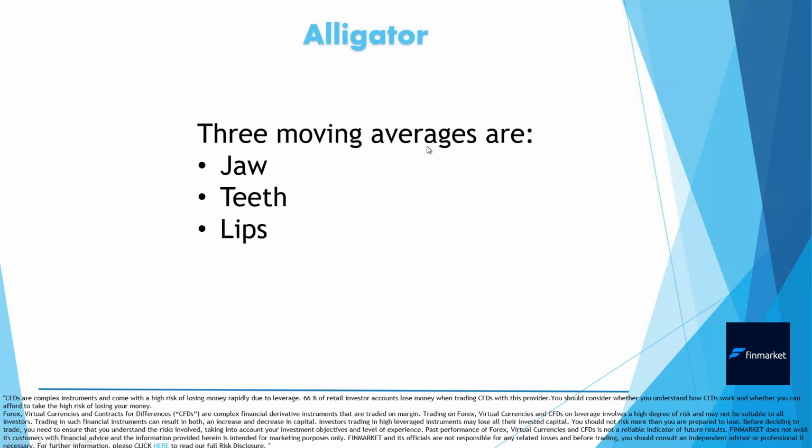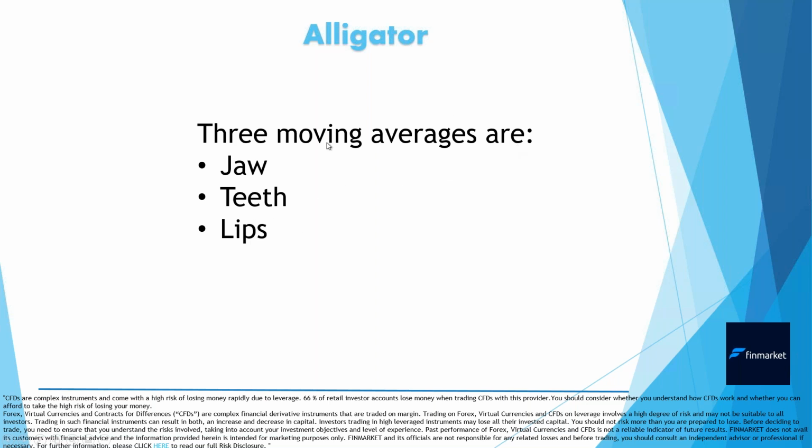Okay, now the alligator, as stated, consists, according to Bill Williams, of three moving averages that he called the jaw, the teeth, and the lips. Why he did that is mainly to try to describe the alligator indicator as a real alligator, the animal. So he said that it has a jaw, teeth, and lips, and when the alligator opens its mouth, it tries to eat the prey. This is what he said.